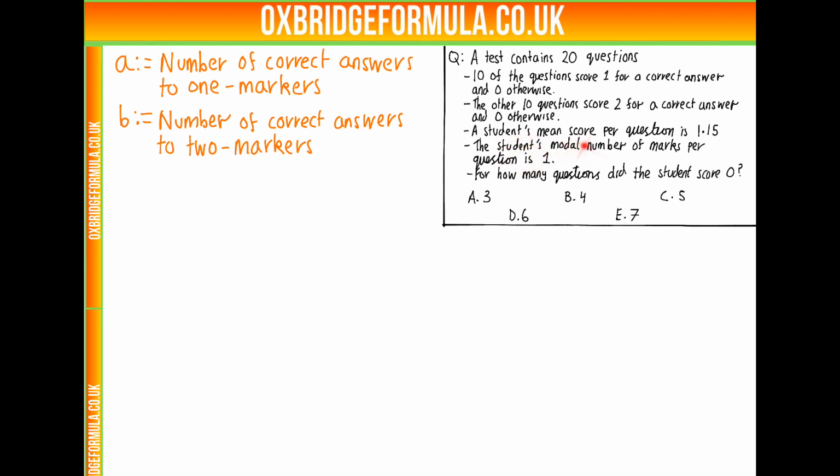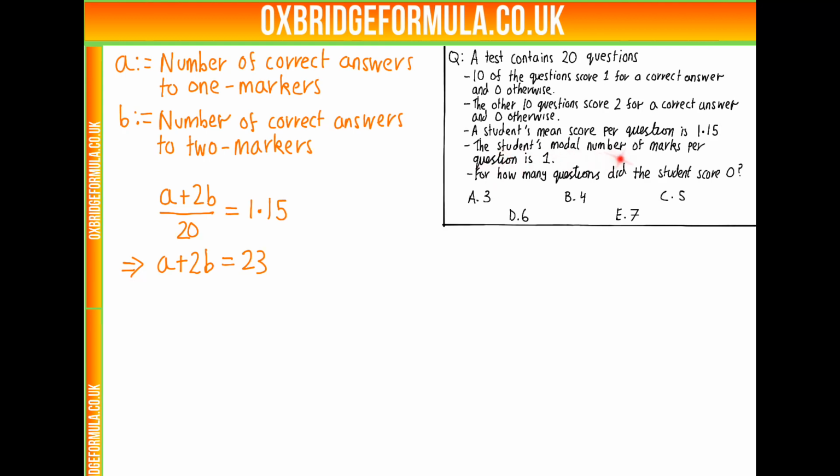The student's mean score per question is 1.15. So that means that (A plus 2B) over 20 is 1.15, because for each A we only get 1 mark, but for every question we're counting in B we get 2 marks, so we need A plus 2B over the total number of questions. Let's multiply both sides by 20 to get A plus 2B equals 23, which is quite a nice, useful bit of information. What else do we know?